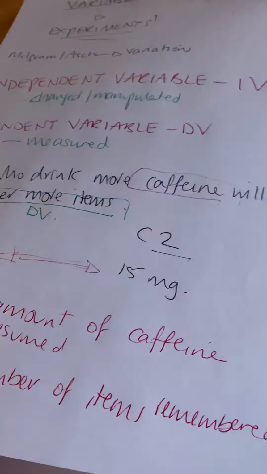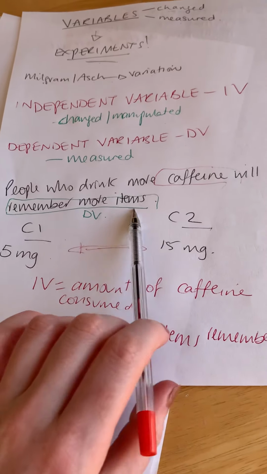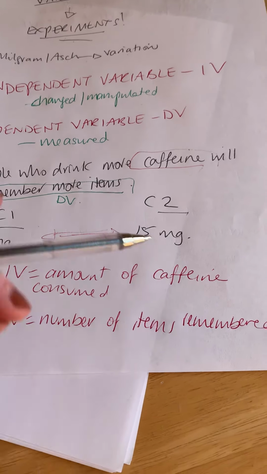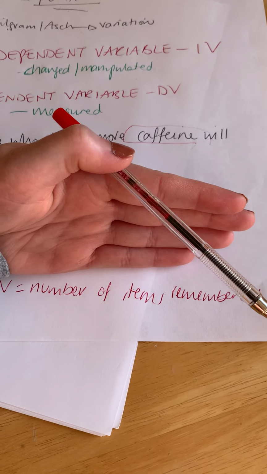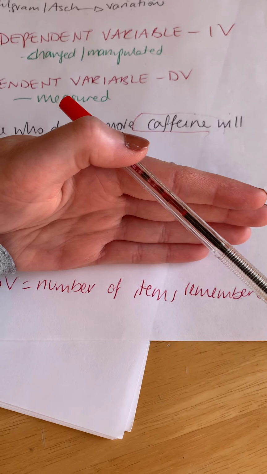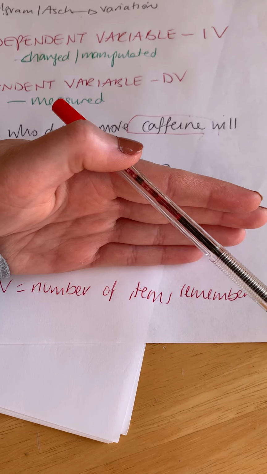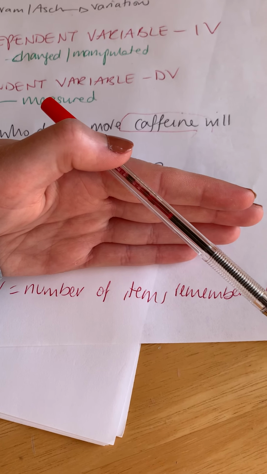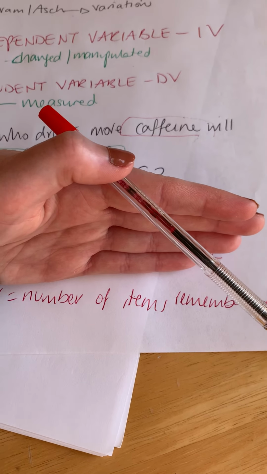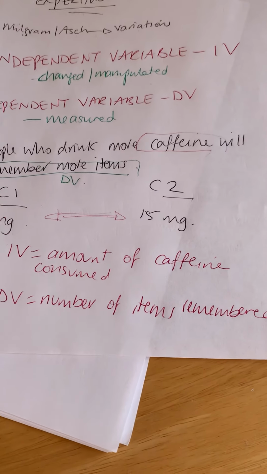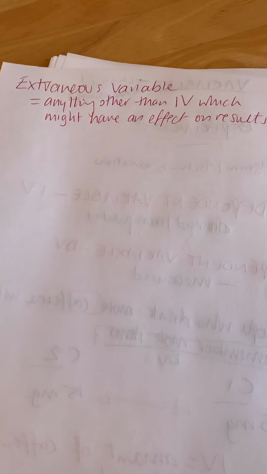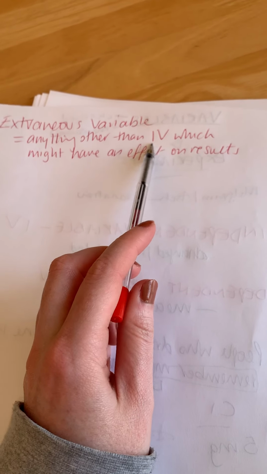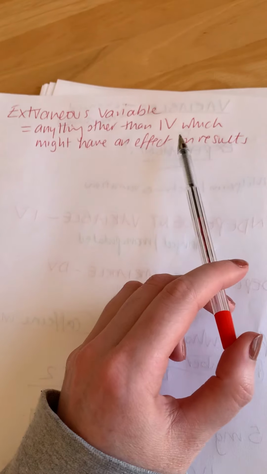So if you think of this hypothesis, people who drink more caffeine will remember more items. Well, apart from the amount of caffeine consumed, what else might affect the number of items remembered on that day of that experiment? That can be anything from the differences in people's memory, just in general. It could be the time of day that they're being tested, because some people perform better in the morning, some people may perform better in the afternoon. So all of those would be identified as extraneous variables. Anything other than our IV or what we've set out to manipulate, which might affect the results.